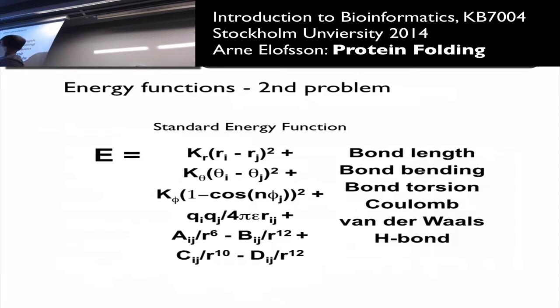So these things are the bonded interactions. These only occur between atoms that are bonded to each other, or one, two, or three, or four. So of course these are not very expensive to calculate, because if you make the protein one step longer, it's one extra interaction. So it's linear with the size of the protein.